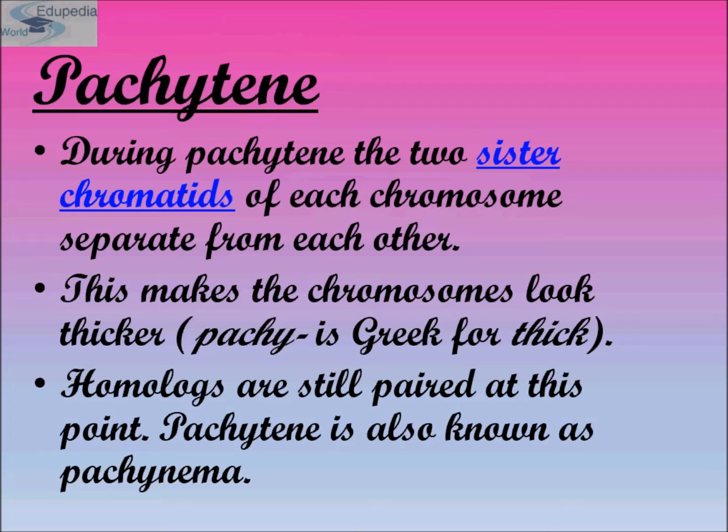And then comes the Pachytene stage. In the Pachytene stage, sister chromatids of each chromosome separate from each other. This makes the chromosome look thicker. Pachy means thick in Greek. Homologs are still paired at this point. Pachytene is also known as pachynema.